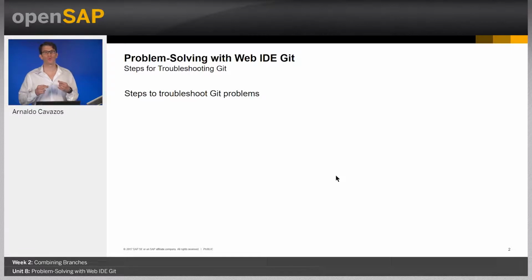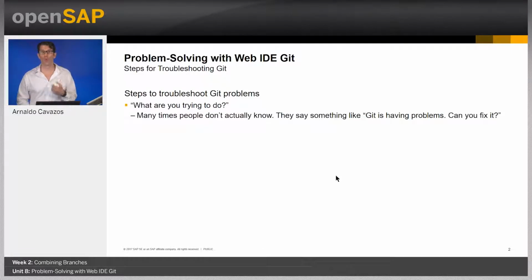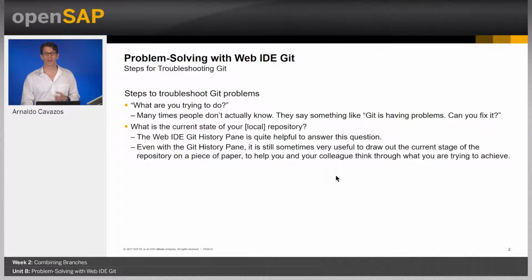If someone comes to you with a Git question, the first step is to ask, what are you trying to do? This may sound obvious, but I've discovered that people often have to stop and think about the answer. The second step is to ask, what is the current state of your repository? The Git history pane will answer this question for you, but I find it helps to sketch out the state of the repository on a scrap of paper as well.